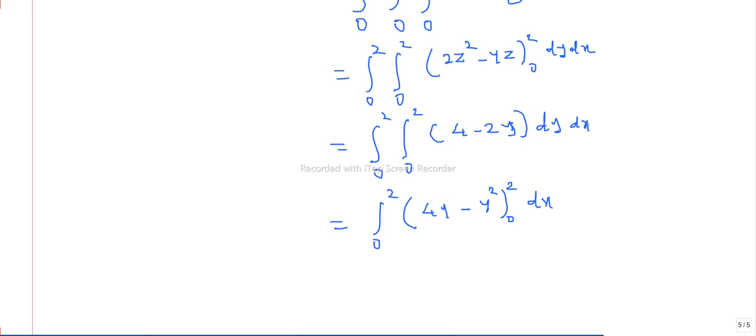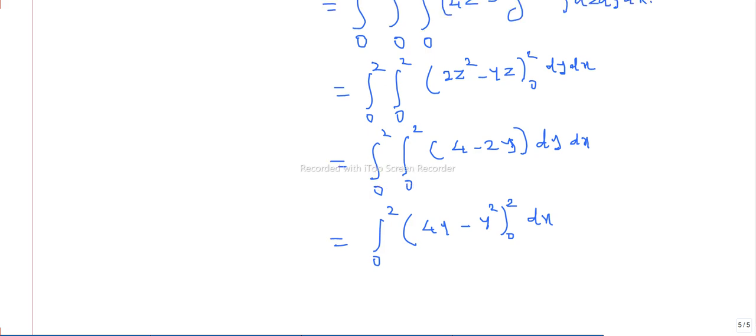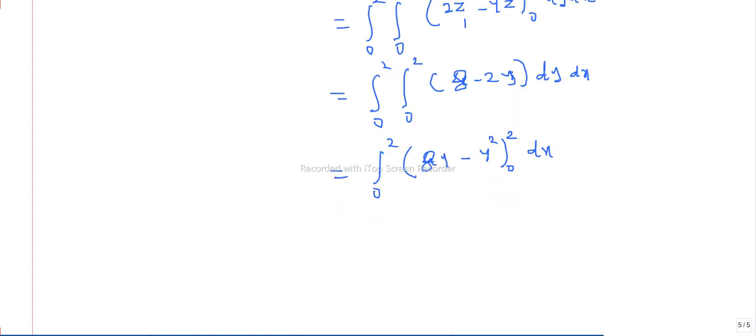Did I make any mistake here? Oh sorry, this is actually 4 into 2 is 8, because already here z square is 4. So therefore this is actually 8y minus y square by 2. Now substituting 2, this is 16 minus 2, therefore it's 14. Therefore integral 0 to 2, 14 dx. So therefore 2 into 12, therefore 24.